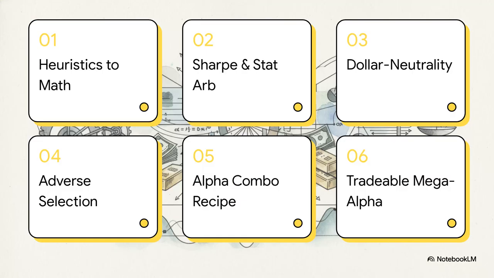Okay, let's dive into this. Here is our roadmap for today. We'll start with the evolution from heuristics to math, and then build our optimization engine using Sharpe maximization. From there, we'll tackle dollar neutrality via Lagrange, figure out how to actually survive adverse selection, and then we go to the alpha combo recipe to generate our tradable mega alpha.